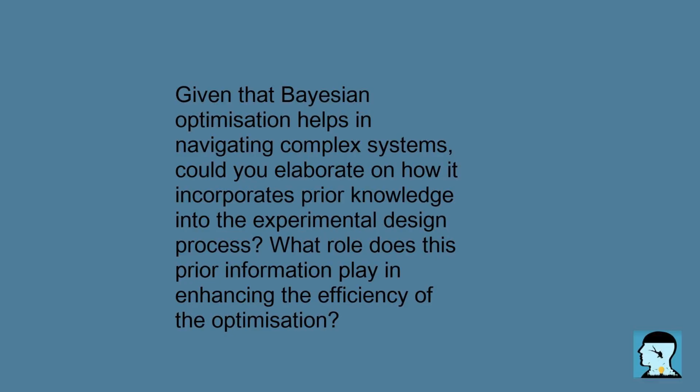That's a great analogy. Given this understanding of Bayesian optimization as an efficient navigation tool for complex experimental design, can you elaborate on how prior knowledge is integrated into the Bayesian optimization process? How does this aspect enhance the overall efficacy of the experimental design compared to traditional methods?